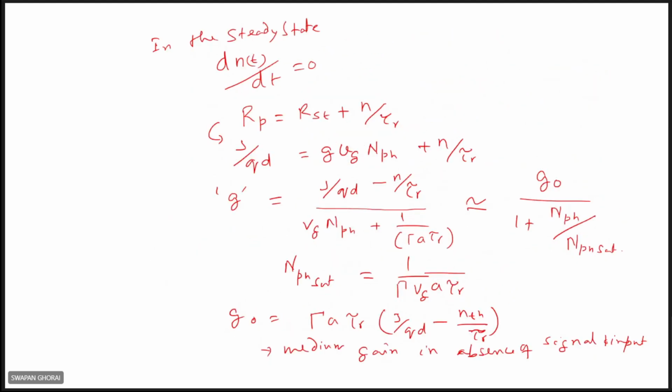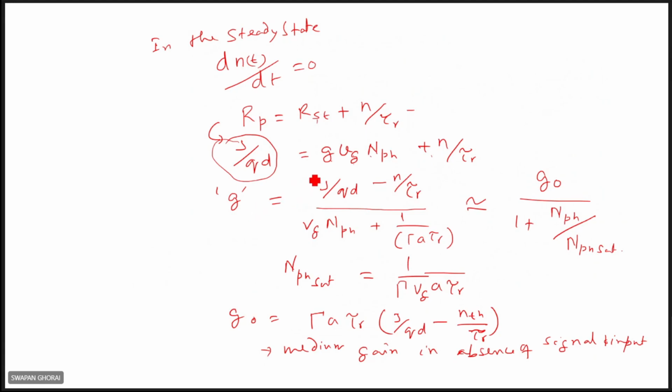That's what it is. You see it here, N by tau r. Now, if you substitute the values of Rp, that is actually J by Qd per semiconductors, and this Rst we have seen it is G Vg N_ph, V is the velocity, Vg is the sum of the constant factors, N_ph the photon density, plus N by tau r, that is actually the spontaneous emission rate, N by tau r.